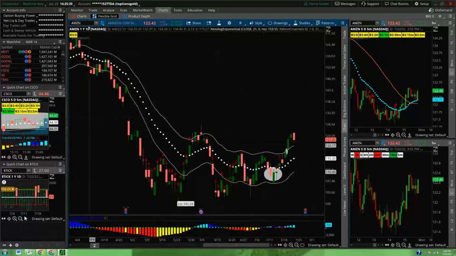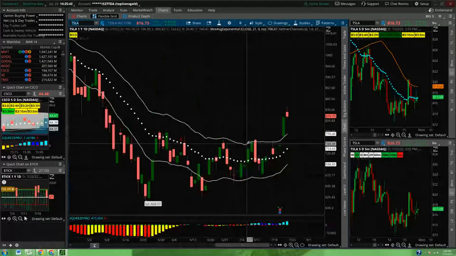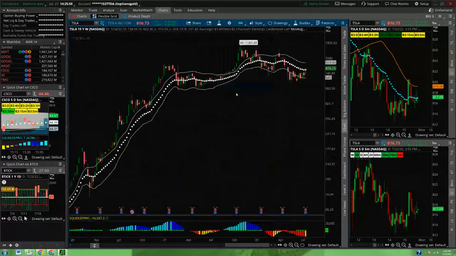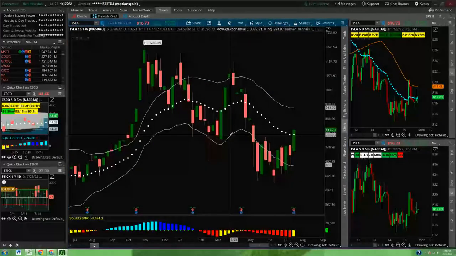Now, Amazon's daily chart's not perfect, so that's a problem. Let's just pretend Tesla's daily chart's perfect. Has everything we're looking for. We're still not ready for a daily buy signal.